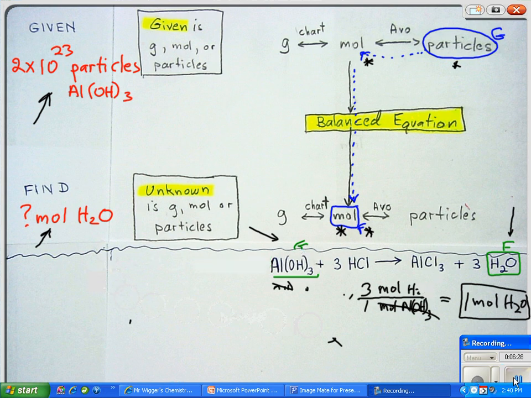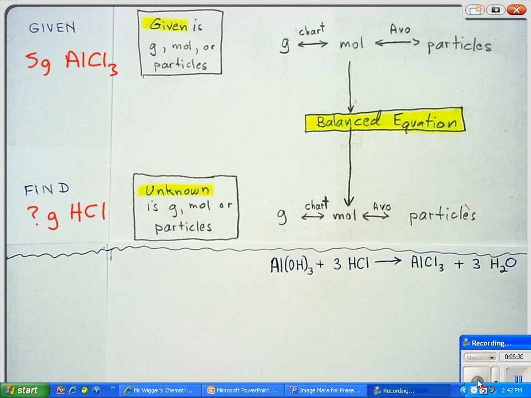And we'll just pause for a moment. While I paused the video, I was able to do the erasing and shorten it down a little bit. So here's our new problem set up, and this time we're going with 5 grams of aluminum chloride as the given, which is of course up here, and then we're going to be looking for how many grams of hydrochloric acid we can get from that.